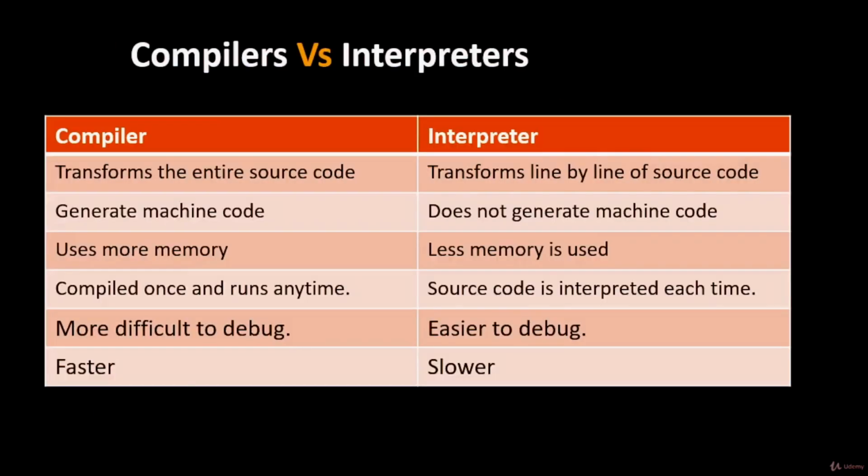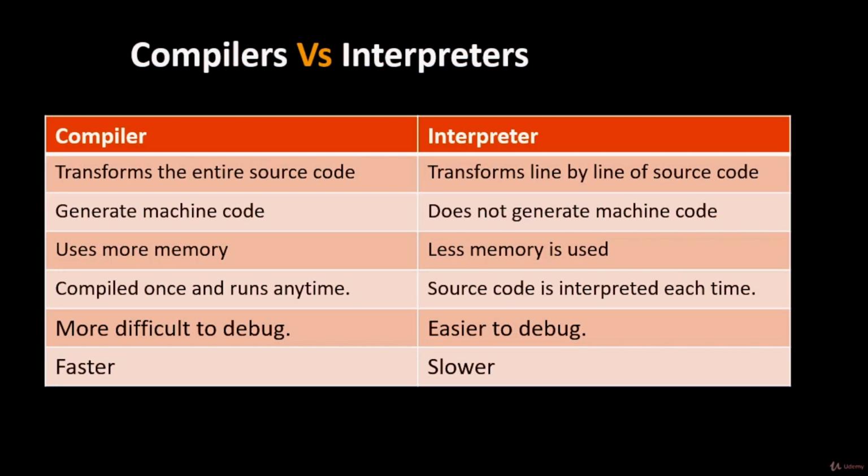This is a brief table that illustrates some key differences between compilers and interpreters. Compilers basically transform the entire source code, while an interpreter transforms the source code line by line. The compiler will generate machine code first before it executes. The interpreter does not generate any machine code. Because the compiler generates intermediate machine code, it uses more memory. The interpreter uses less memory.